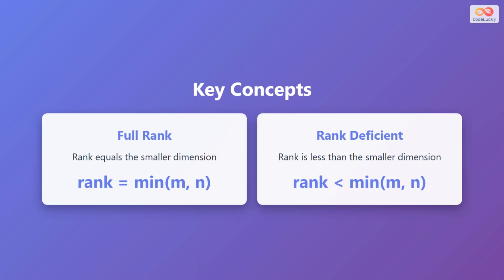There are two important classifications for matrix rank. First, a matrix has full rank when its rank equals the smaller of its two dimensions. For an m by n matrix, this means the rank equals the minimum of m and n. Second, a matrix is rank deficient when its rank is less than the smaller dimension, indicating that some rows or columns are linearly dependent on others.